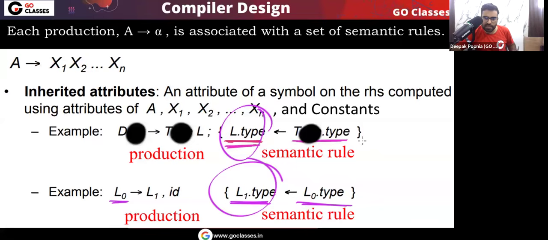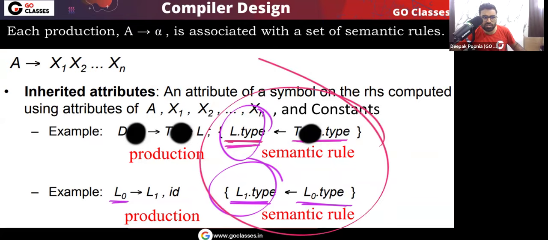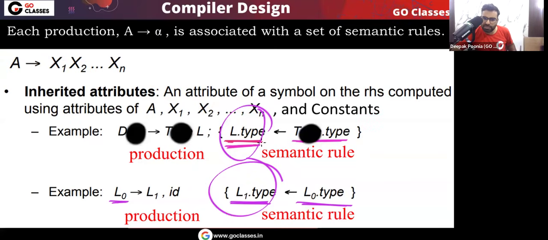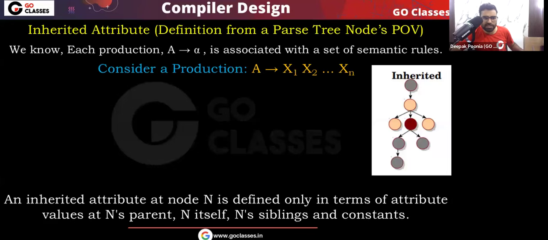So basically in both these examples, in these semantic rules we are defining attribute of a non-terminal on the RHS. That is the reason that attribute is inherited attribute of that non-terminal. Okay, and we are defining in terms of attribute of other symbols in the production itself. Okay, very simple. Now let's see inherited attribute definition from parse tree node point of view.